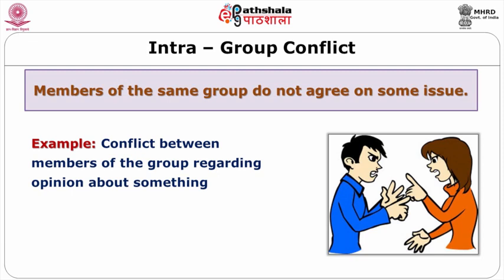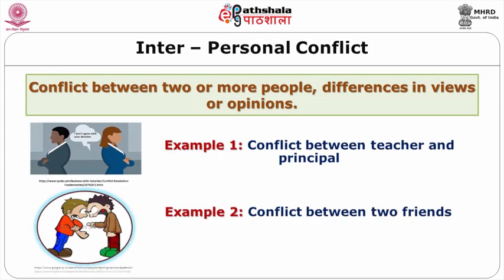Let us see one more example of intragroup conflict. When members of the group do not agree on some issue, then there can be conflict of intragroup type. The members may not agree on any kind of problem or issue, then it will be considered as intragroup conflict. Now let us move to the third level of conflict, that is personal or individual conflict.